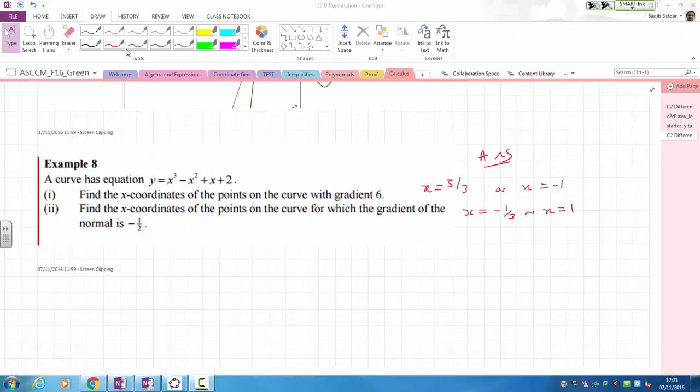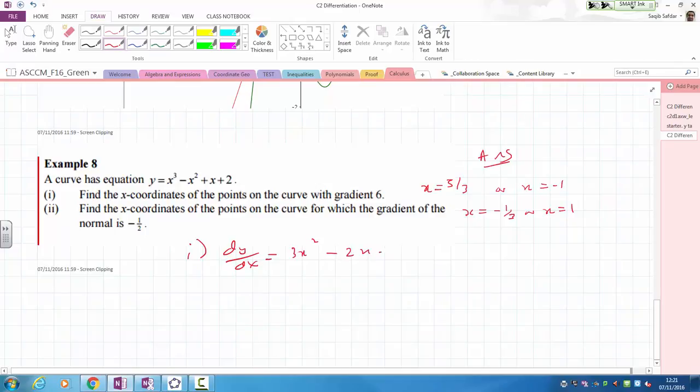Right, so with this example here, I'm just going to do the second part. The first part, you should have got x equals 5 over 3 or x equals minus 1. That essentially comes from working out dy over dx is 3x squared minus 2x plus 1, and we set that equal to 6. We then get a quadratic, so you've got 3x squared, take away 2x, take away 5 equals 0. And then if you factorize it, we should get (3x minus 5)(x plus 1), and that gives us our answers there.